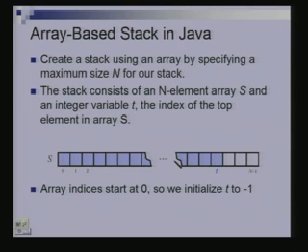This array is going to hold the elements of the stack, and I am going to have a variable t, which will tell me where the top element of that stack is. So, t gives me the index of the top element in the array S. The first element will come at location 0. When I push another element, it will come here, and so on.